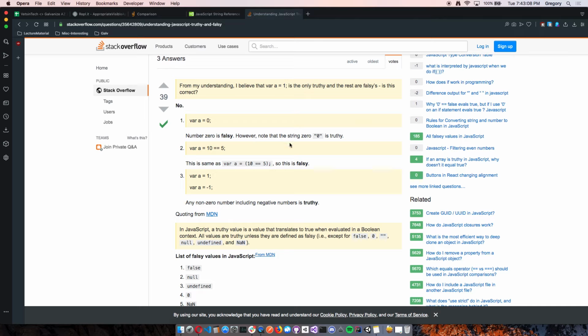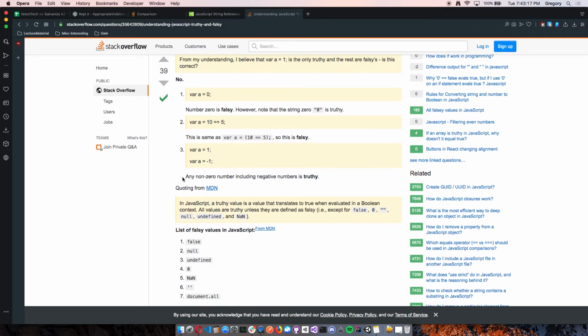0 is falsy, so right here, this is not true, so that's falsy. That's what we were talking about. And then any non-zero number, including negative numbers, is truthy, except 0, right here. 0 is falsy, so 0 would be considered a false Boolean. Any non-zero number would be considered truthy.